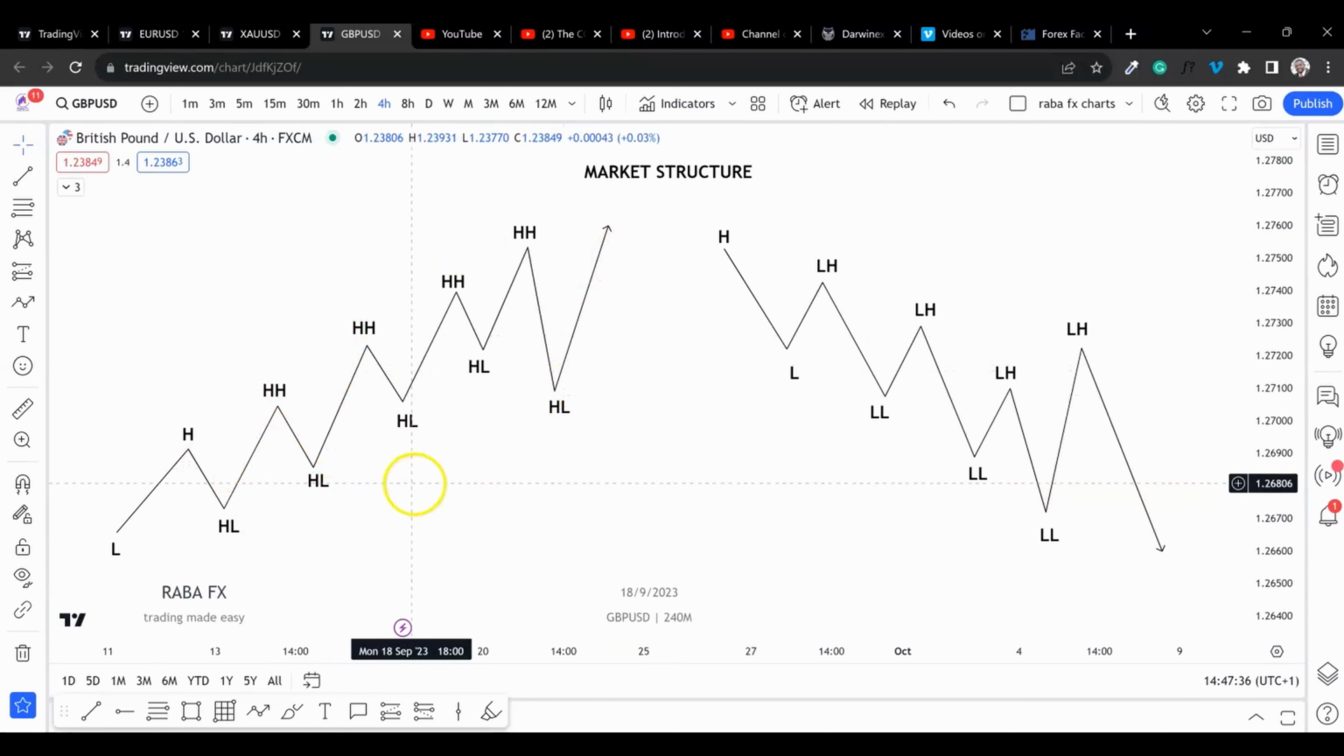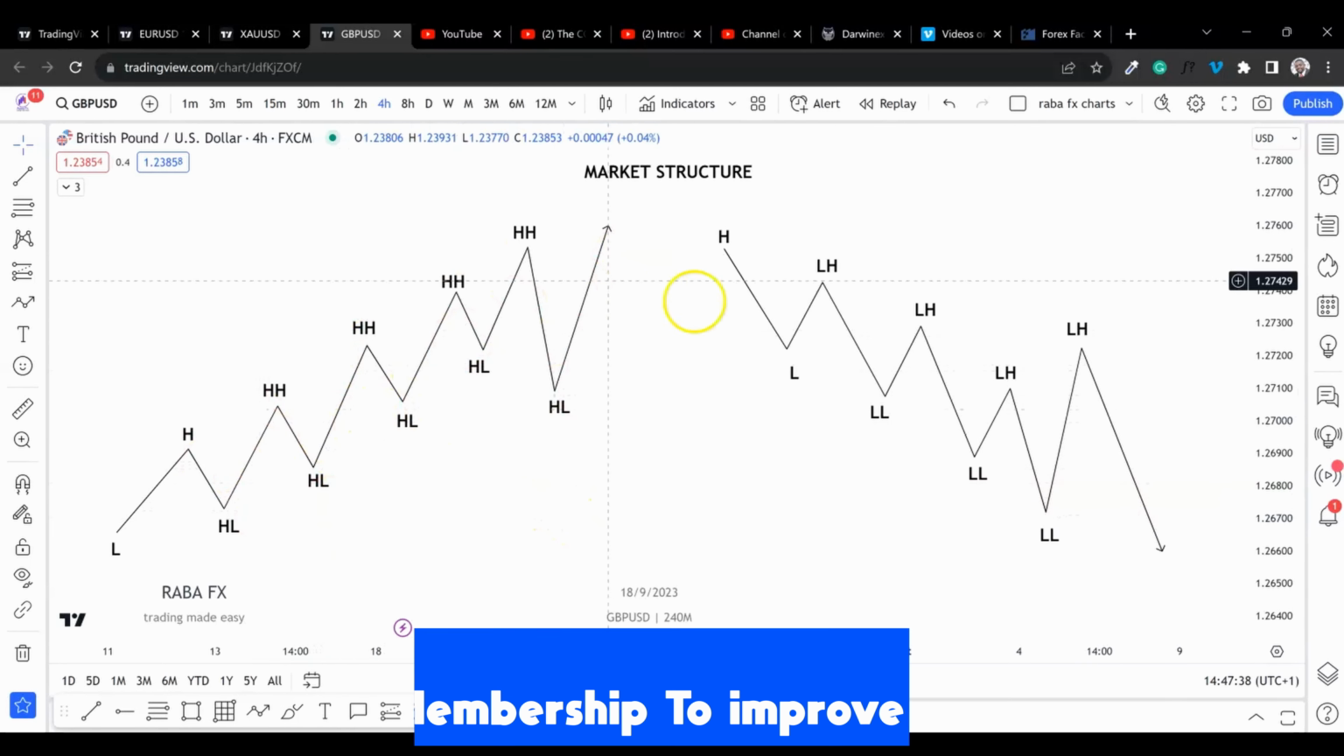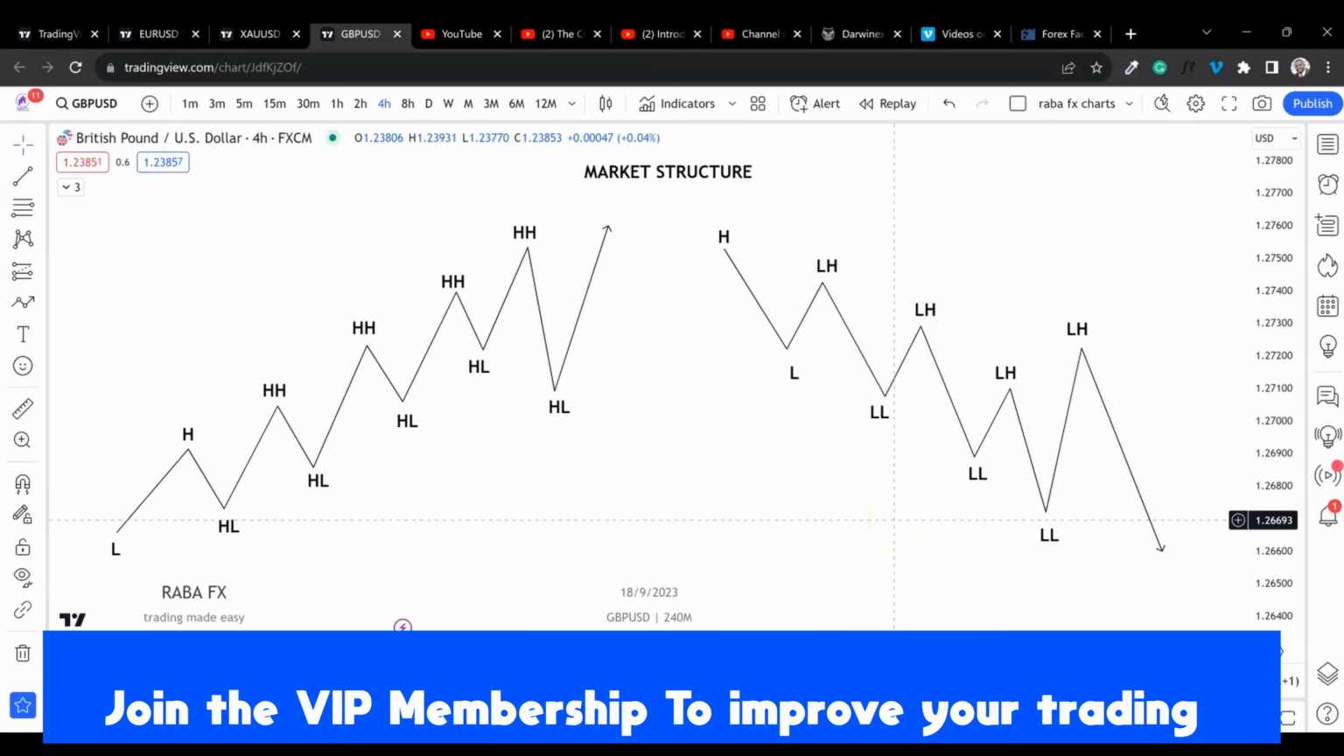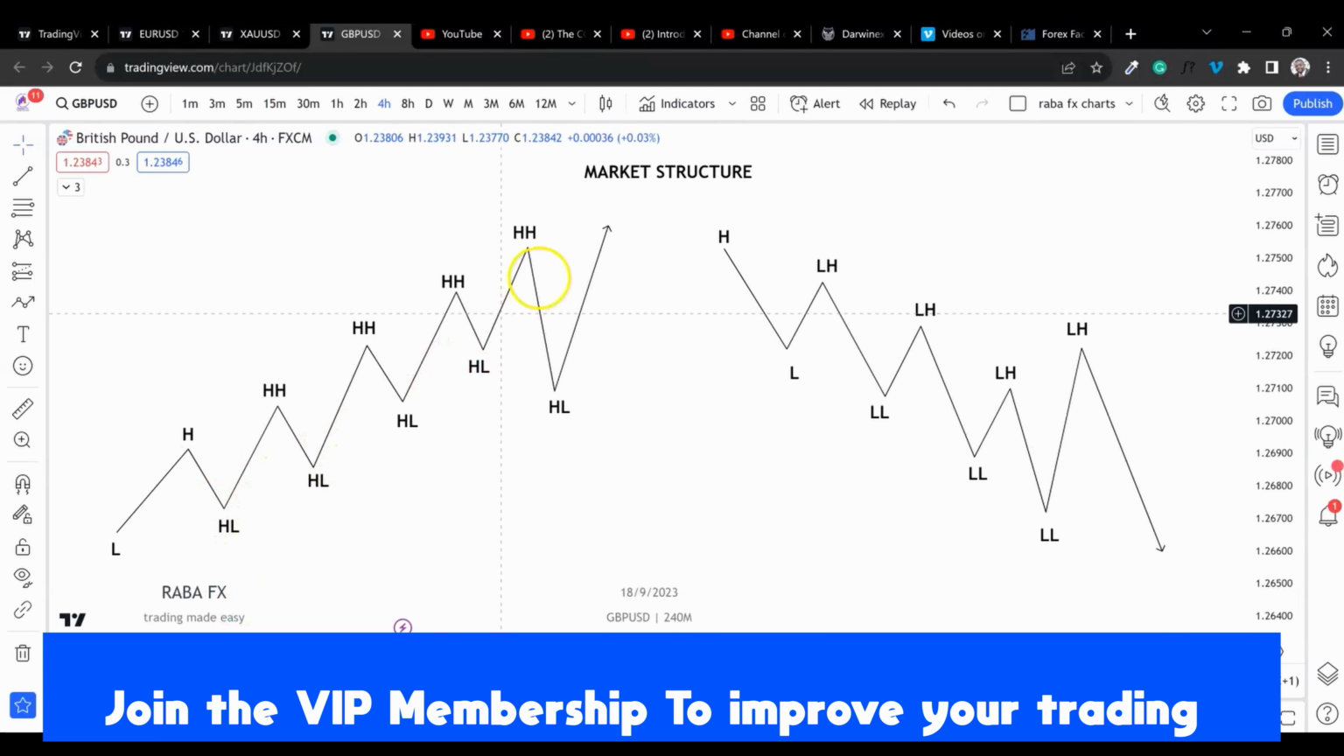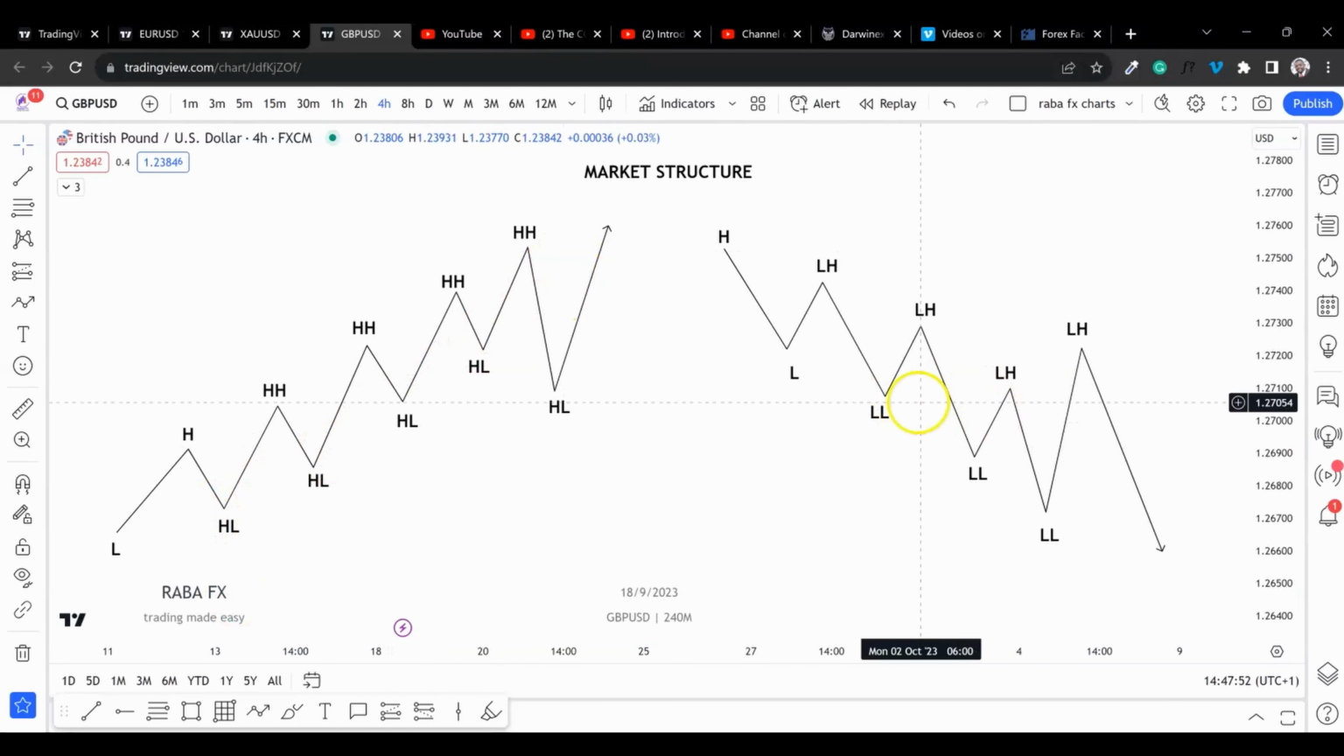Now, I'm going to start with a simple illustration of market structure so that your eyes can see it. Then we are going to go to the complex structure, the way the market is in real life. But if you don't understand this simple illustration, then it will be very difficult for you to understand the real market structure in the live market.